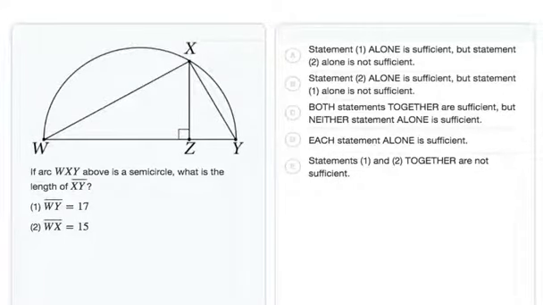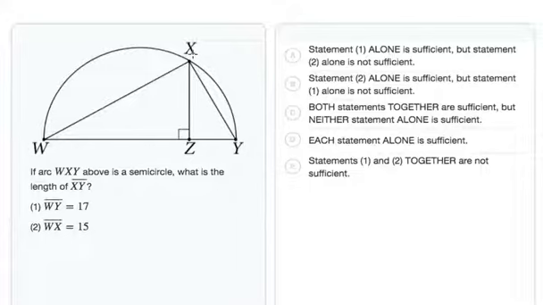To solve this data sufficiency question, we'll consider each statement separately first, then together if needed. Before the statements, let's consider that since triangle WXY is inscribed inside a semicircle, angle WXY is a right angle.